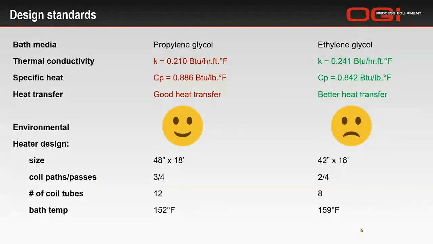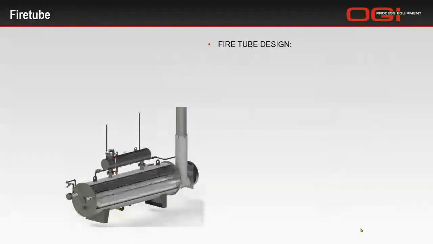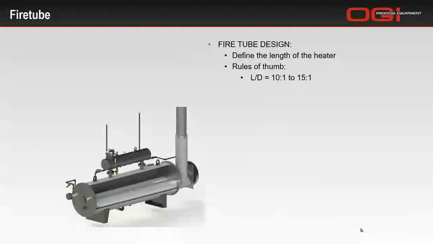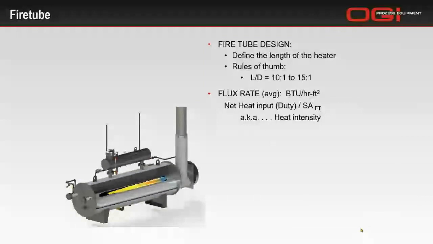So now let's talk about the fire tube design, as we call the engine of the operation. The fire tube really defines the length of the heater. And the rule of thumb would be length to diameter 10:1 to 15:1. One of the considerations in designing your fire tube would be something called a flux rate. And this is the heat intensity on the surface of your fire tube.